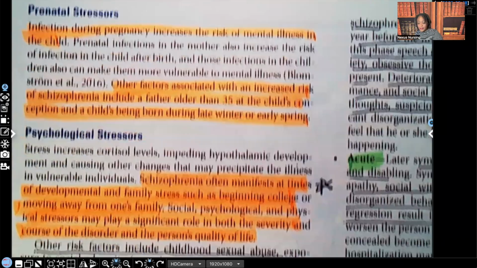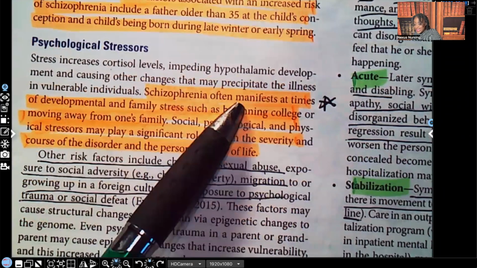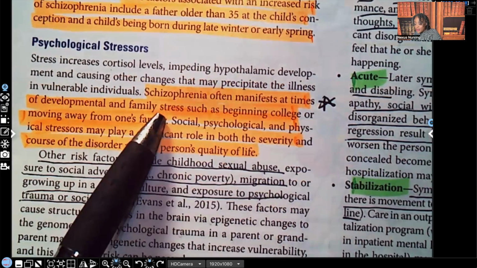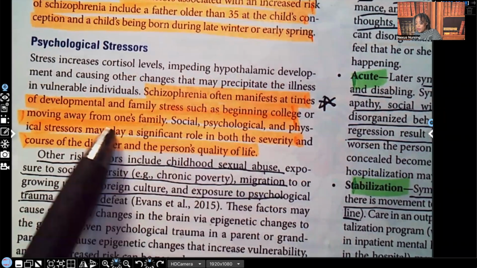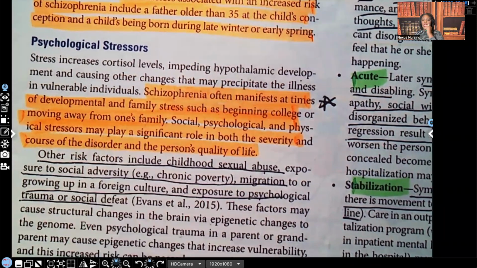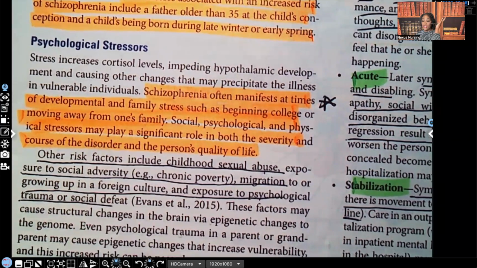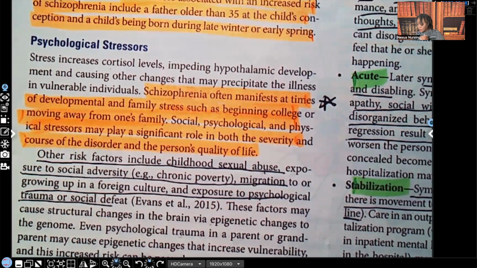Psychological stressors. Schizophrenia often manifests at times of developmental and family stress, such as beginning college or moving away from one's family. I put a star next to that because if you happen to get a question about schizophrenia, this is usually one of the ones they ask: when do we see this most often? So we'll see that, and we see this more in males than females. The person will be just fine. They go off to college, and at about the end of sophomore, maybe junior year, things start to change and we start seeing these clinical manifestations, sometimes as early as freshman year.